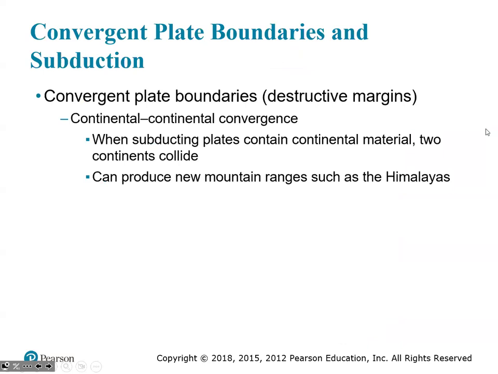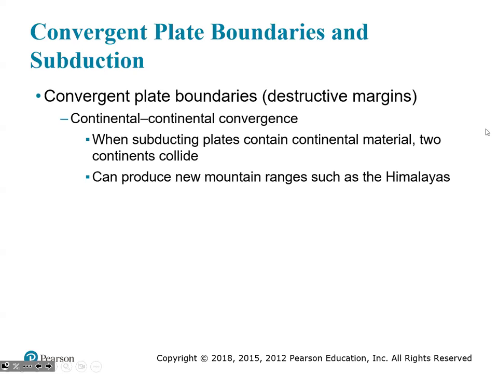And the last possibility is continental-continental convergence, where two continental plates come together. And in this case, neither of them can sink. This can produce new mountain ranges like the Himalayas. This produced the Appalachians many millions of years ago, something like several hundred million years ago. So before Pangea, in the formation of Pangea, that formed the Appalachians.